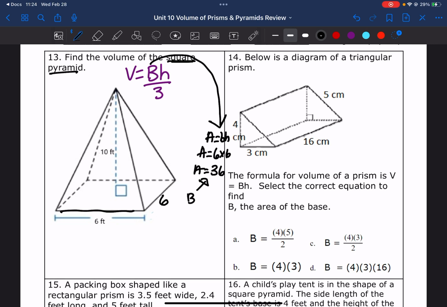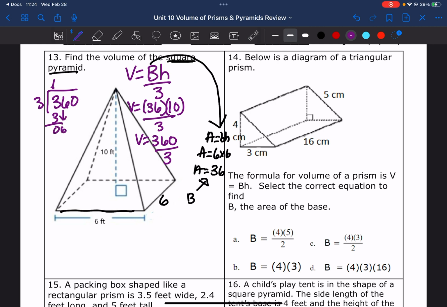Okay, now let's go ahead and plug into the volume formula. 36 times the height, which is 10, all divided by 3. Okay, so 36 times 10, that's going to be 360. We're going to divide that by 3. So when we divide this, 3 can go into 3 one time, 3 can go into 6 two times, and then this. So we get an answer of 120.